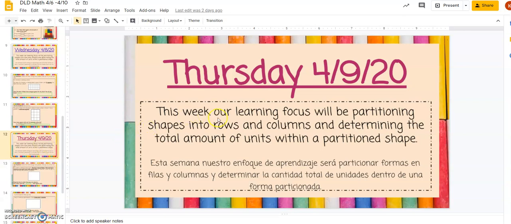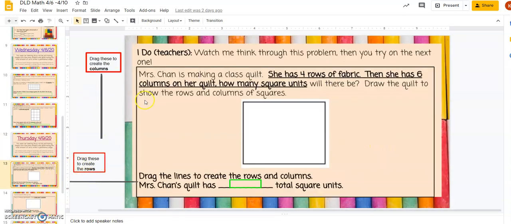So today, we're continuing our focus this week on partitioning shapes into rows and columns and determining the total amount of units within a partition shape. So today's lesson is really fun because we get to drag some stuff over. So you're going to watch me do a lesson. Watch me think through this problem, then you try on the next one.